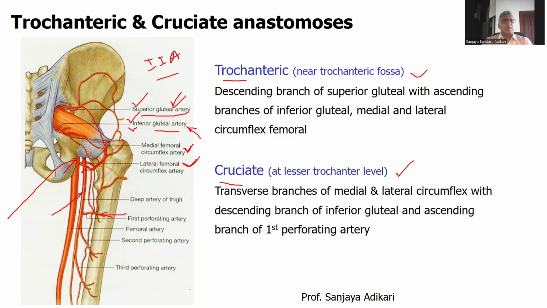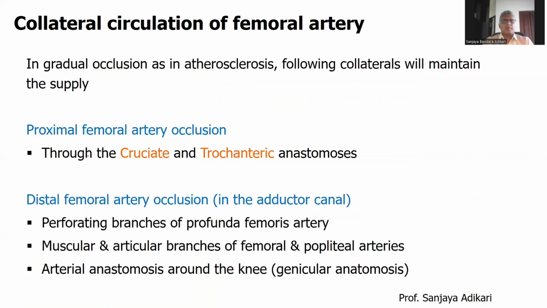And blood can retrogradely pass along the deep artery and enter the superficial femoral artery if the block is very proximal, like in the femoral sheath area. So that's what I mentioned in the previous slide. With a proximal femoral artery occlusion, through cruciate and trochanteric anastomosis, blood can enter the superficial femoral artery through circumflex femoral arteries and first perforating artery along the profunda femoris artery.